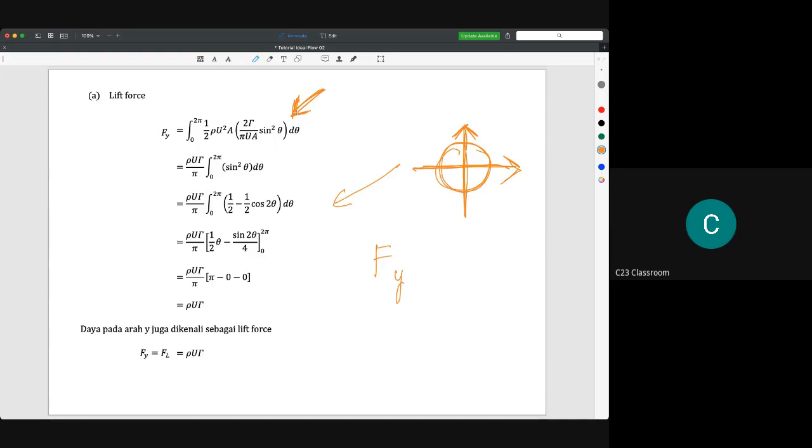Okay, so if we get this term, what we need to do is integrate from 0 to 2 pi, because we are focusing on a cylinder or rotating cylinder. When we do the integration, the idea is we need to change the term of sine theta here into this term. Then we do the integration, so the limit is 0 to 2 pi, and then we could have this term. Finally we could say that lift force here is actually equal to rho U gamma. In certain textbooks, they will use FL as lift force, and FD as drag force.